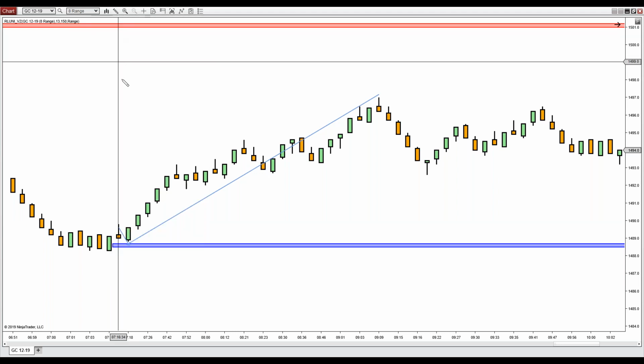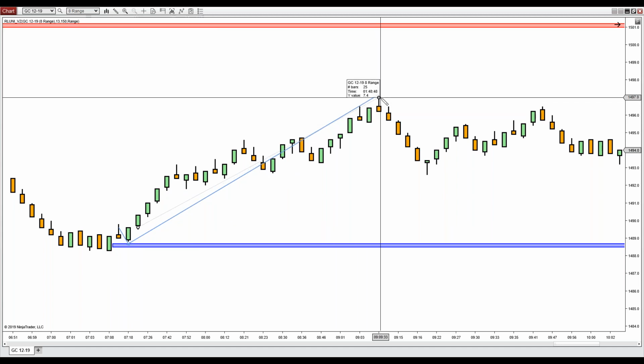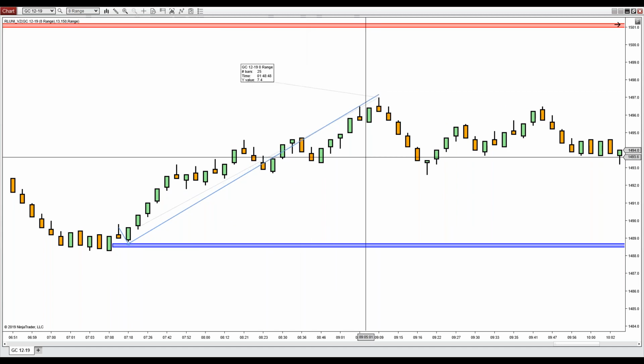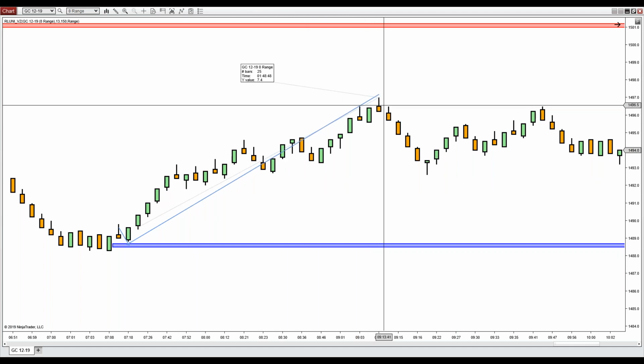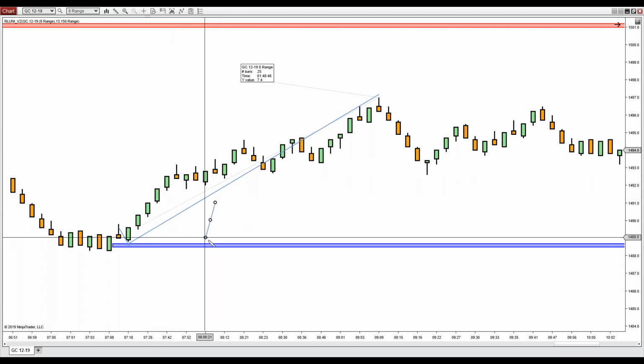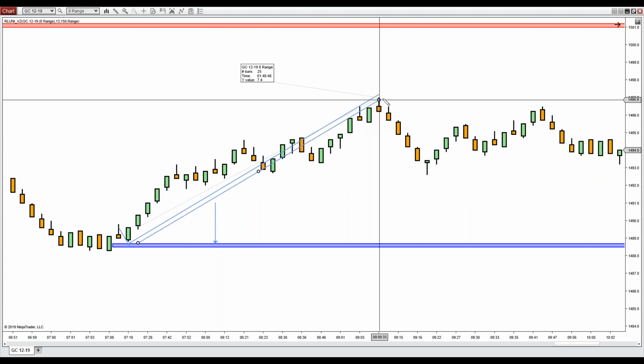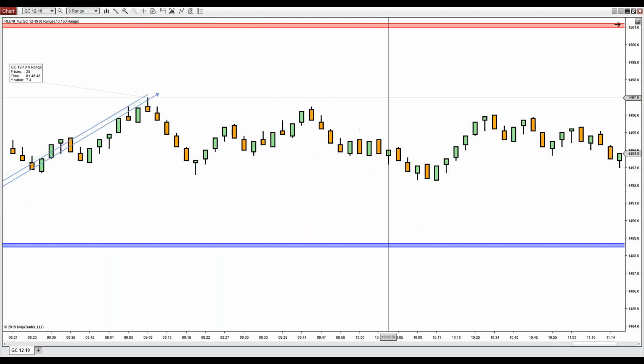Maximum amount you could have made on the trade, took this candle up to here, that's 74 ticks. That's a very, very big move. Be really happy with a 74 tick trade. The key again is you don't trade into it, you trade off of it. And we can look and see if we got any others.